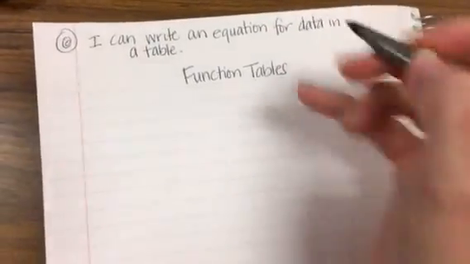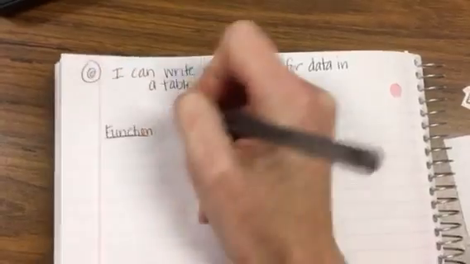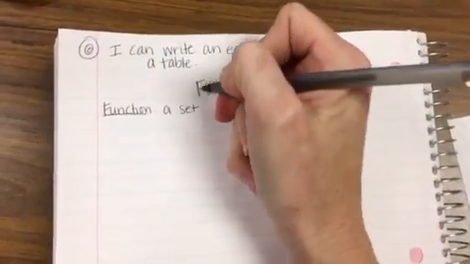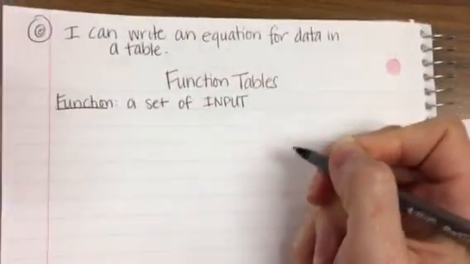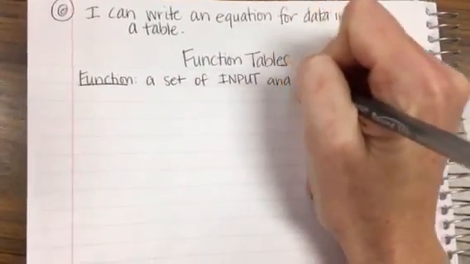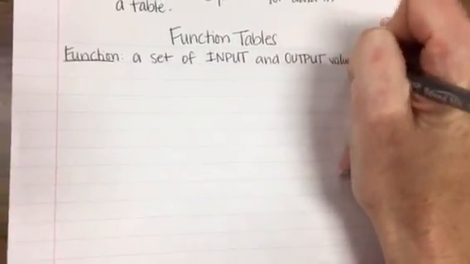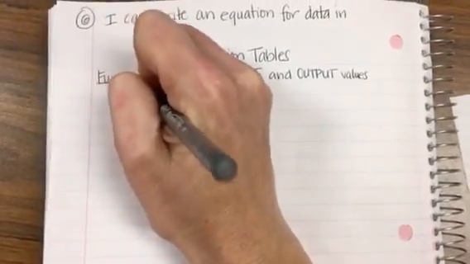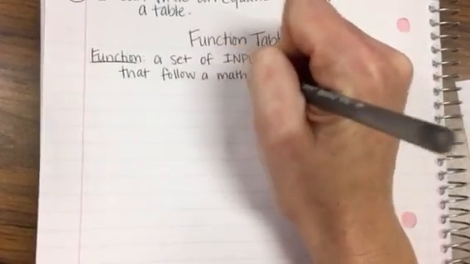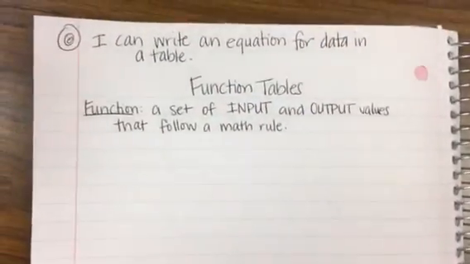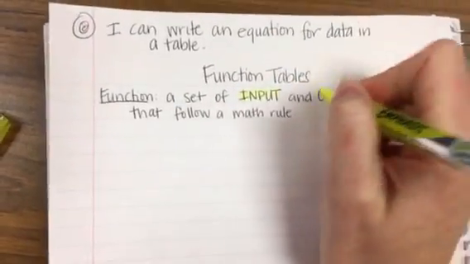So what we're going to talk about today is what is a function. So we're going to start with a function. And a function, the actual definition, is a set of input. Now notice I put that in big letters. And output values that follow a math rule. So again, if you want to pause, you can. I do want you to note that we're talking about input and output value.